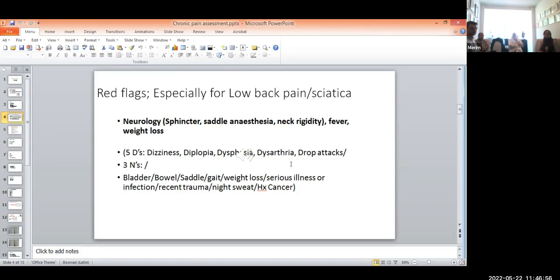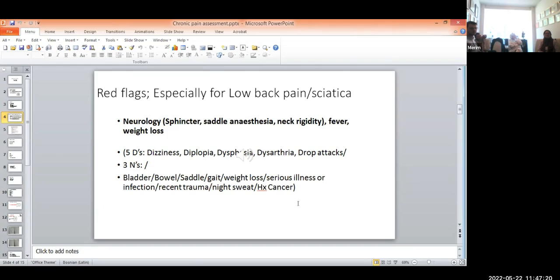Some of them have to do with discs in the neck, discs in the back, and also others to do with fever and weight loss. This is to do with cancer and TB. These are all the things that you need to be aware of.